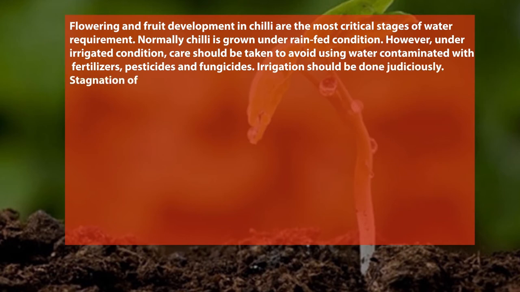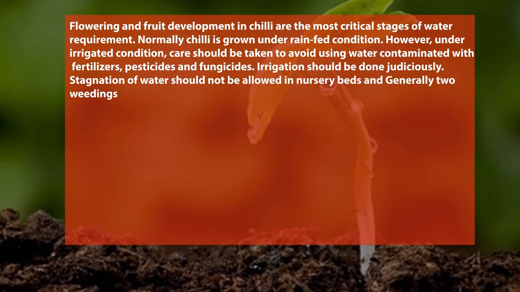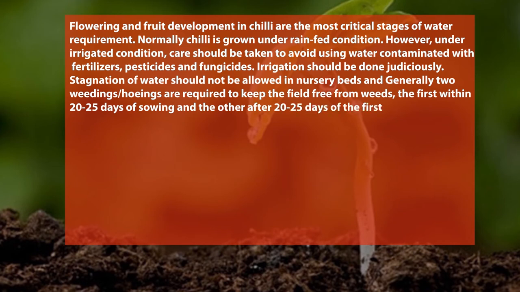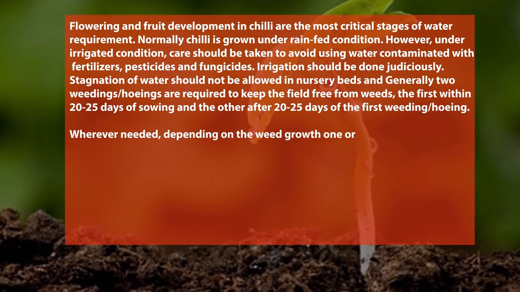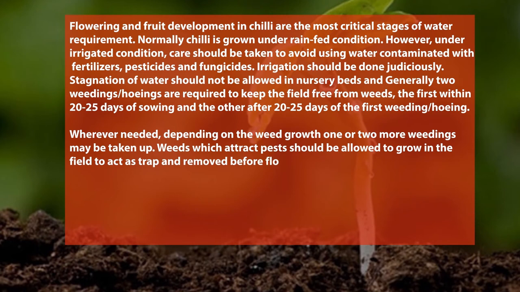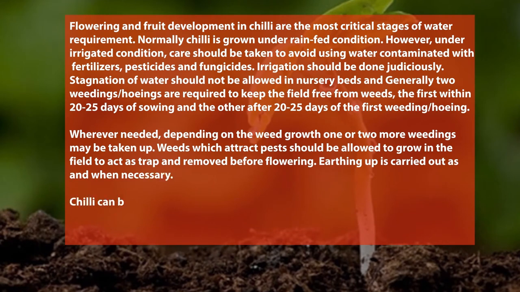Stagnation of water should not be allowed in nursery beds, and generally, two weeding hoeings are required to keep the field free from weeds. The first within 20 to 25 days of sowing and the other after 20 to 25 days of the first weeding or hoeing. Wherever needed, depending on the weed growth, one or two weedings may be taken up. Weeds which attract pests should be allowed to grow in the field to act as a trap and removed before flowering. Earthing up is carried out as and when necessary.